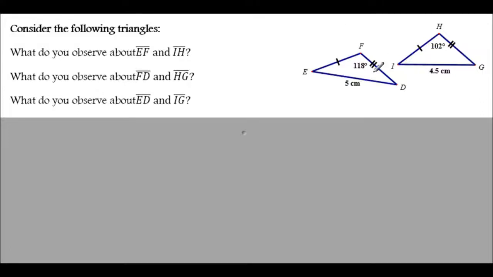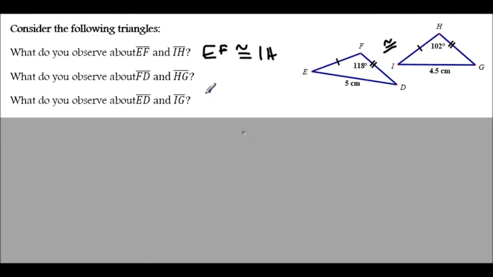Okay, given these two triangles, what do you observe about EF and IH? Well, EF in triangle EFD is congruent to IH in triangle IHG. And then what do you observe about FD and HG? Well, they put two congruency marks to show that FD is congruent to HG. And then ED and IG.